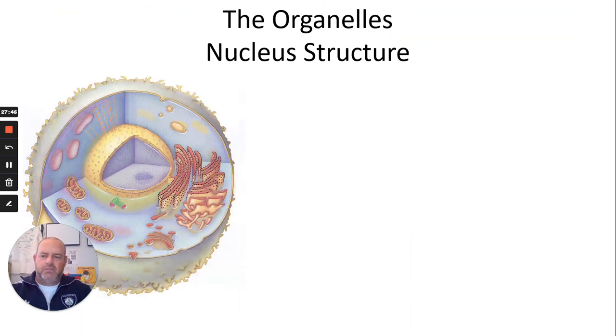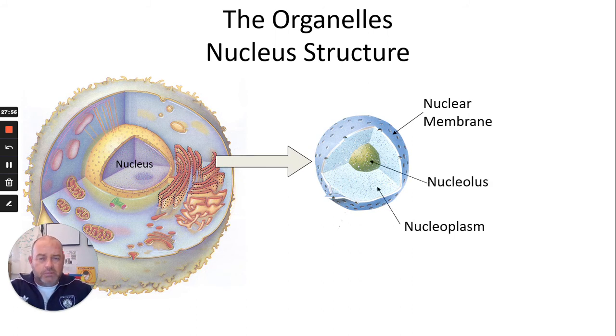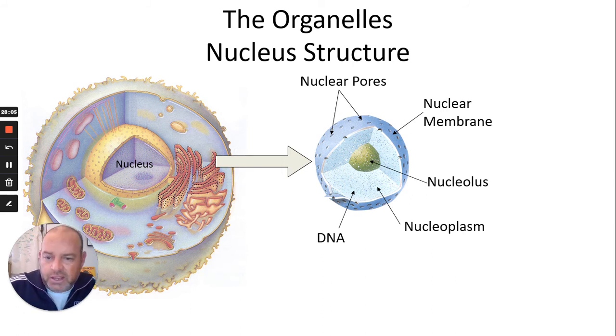So for the nucleus, which is where all this starts, right? Because the DNA is in there. So you have the nucleus, you have the nuclear membrane, you have the nucleoplasm, you have the nucleolus, you have the DNA in there, and you have nuclear pores. These are all the structures associated with the nucleus, and we're going to run through some of them here over the next few slides.